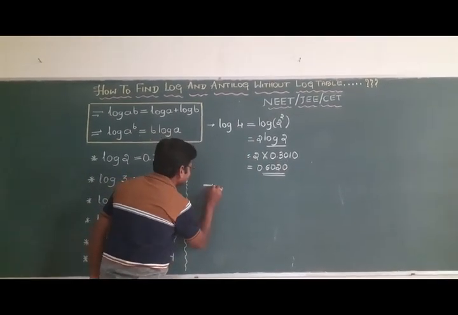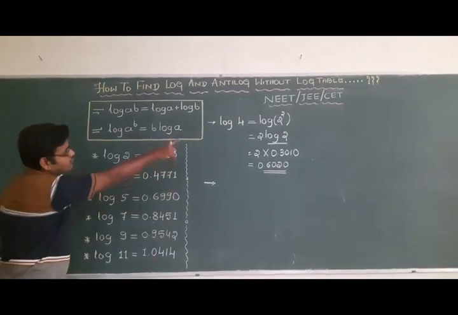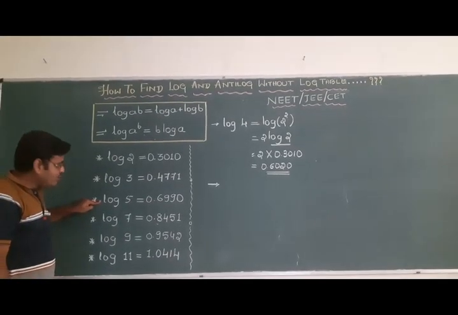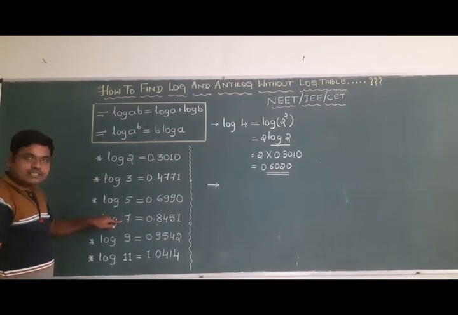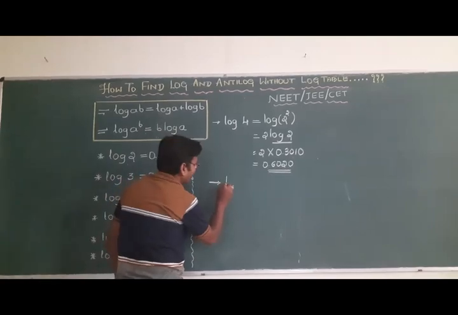Now the second example. Log 2 value is known, log 3 value is known. Just now we calculated the log 4 value, and then log 5 value is known. Next one is log 7. Here it is log 5 and here it is log 7. Again log 6 is missing. So let us take a second example, log 6.